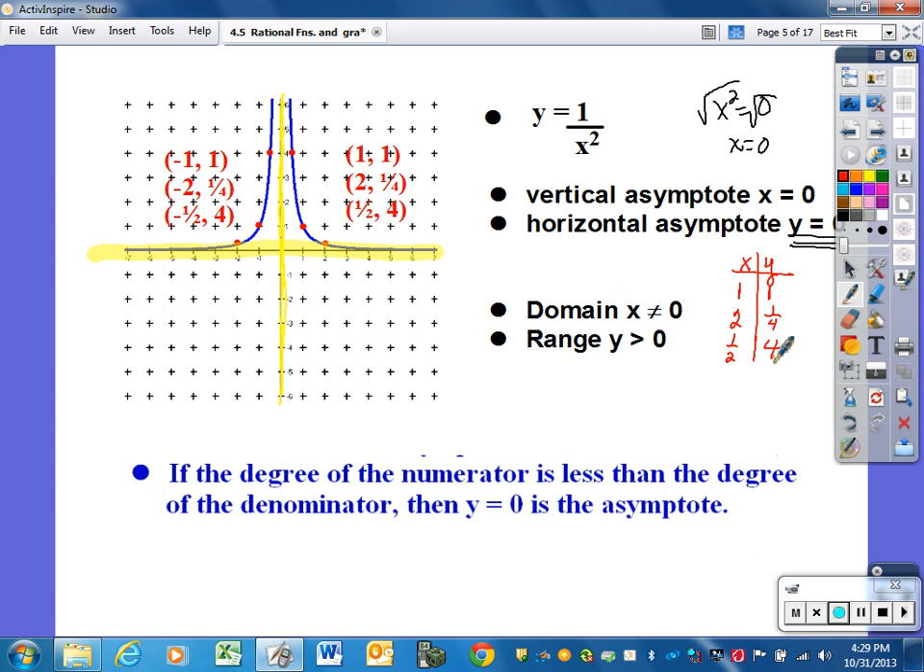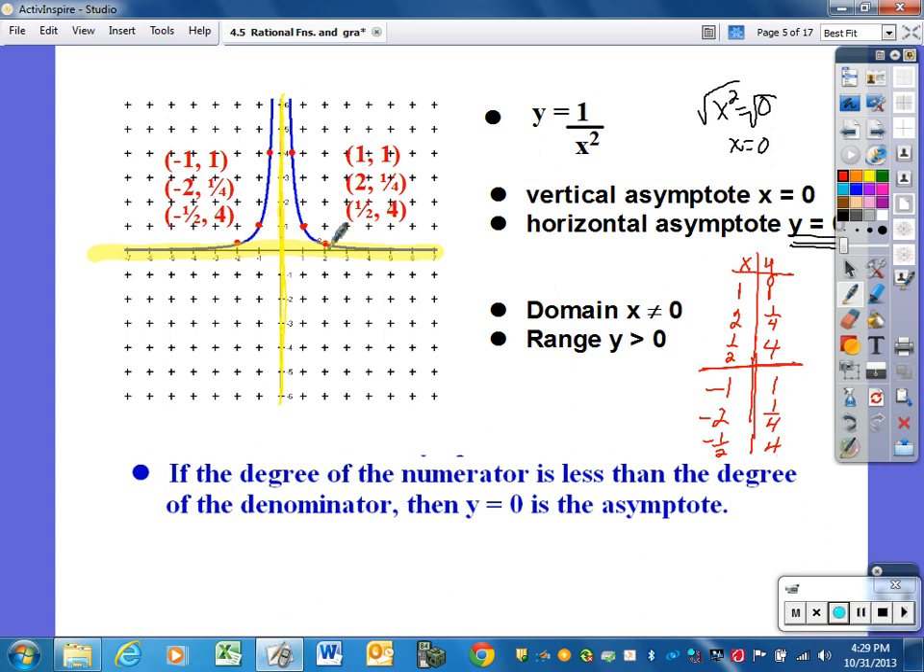So I came here and I plotted 1, 1, 2, 1/4, 1/4, 2. Can't put in 0, but I can put in my negatives. Negative 1. Negative 1 squared is positive 1. Negative 2 squared is positive 4, 1/4. Negative 1/2 squared, positive 1/4. 1 divided by 1/4 is positive 4. So I came over here and plotted them.